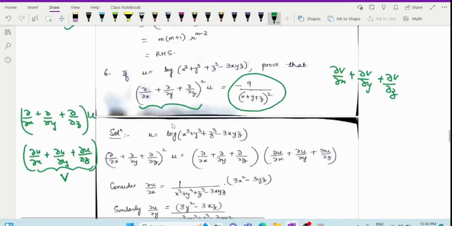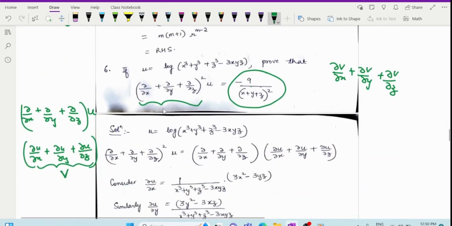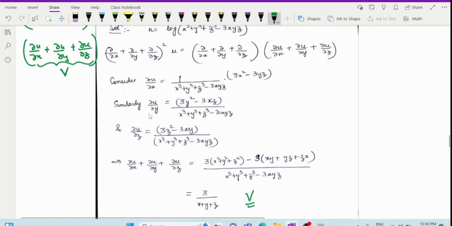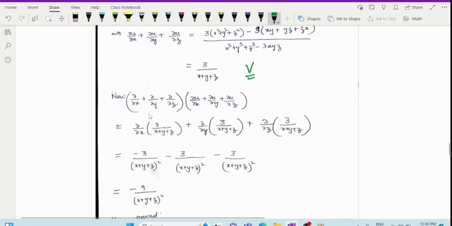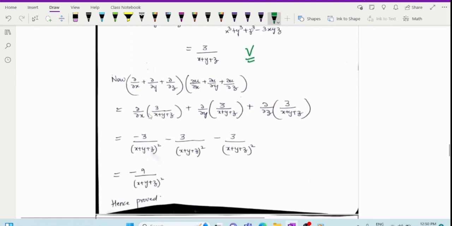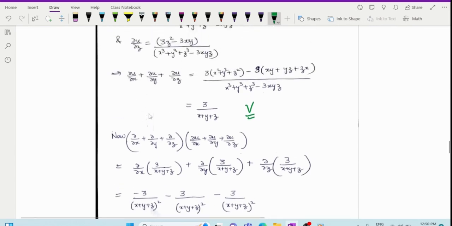You have just applied this operator once right now. Del by del x, del by del y, del by del z, you have applied to u, but this was a square operator. So whatever answer you are getting applied once, you have to apply this operator again, and that application leads to the final result, which is expected to be proved as per the question.